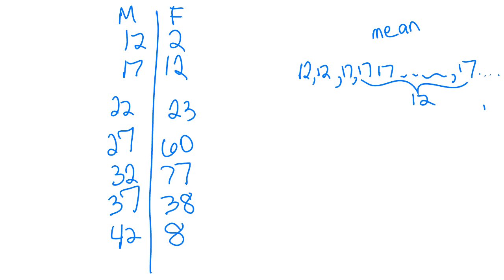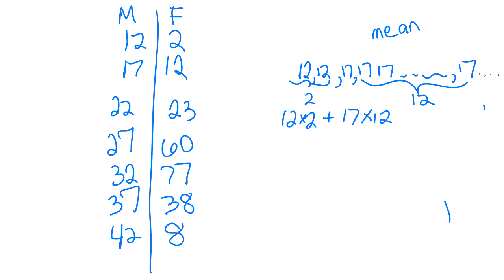Don't you need to find, is it the average? The average, yeah. So you just add everything up and divide by the total, right? Correct. Instead of adding 12 plus 12, there's two 12s, you're just going to do 12 times 2 plus 17 times 12, because if you think about listing all the numbers, you have 17 12 times.